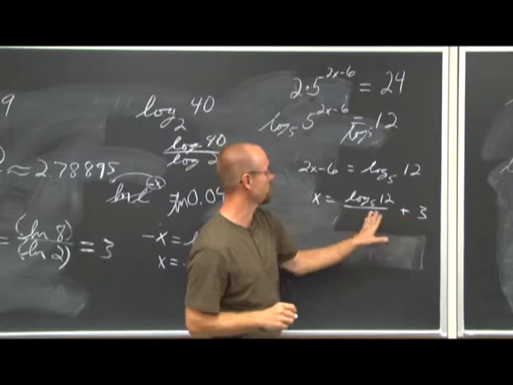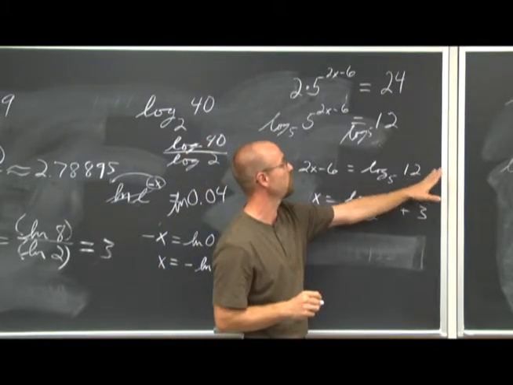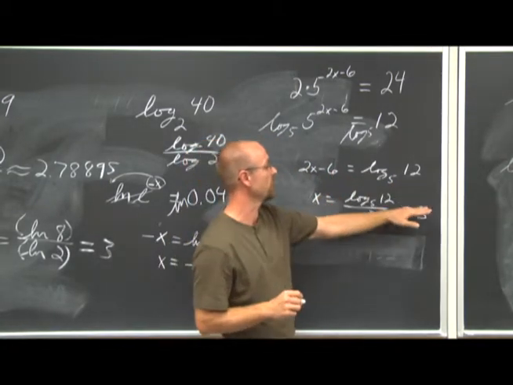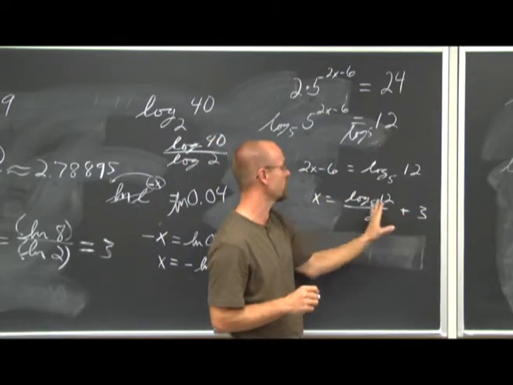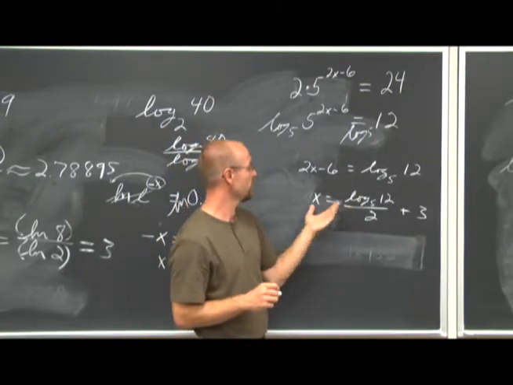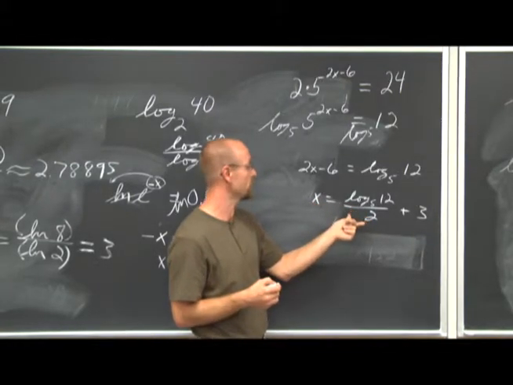Now, if you're wondering how I jumped to this here, I added 6 to both sides, log base 5 of 12 plus 6 more, and then divide by 2. So I divide the 6 by 2 to get 3. I skipped a step in simplifying, but I did point it out there. Now, if I want to find a value, I would have to plug this into my calculator.